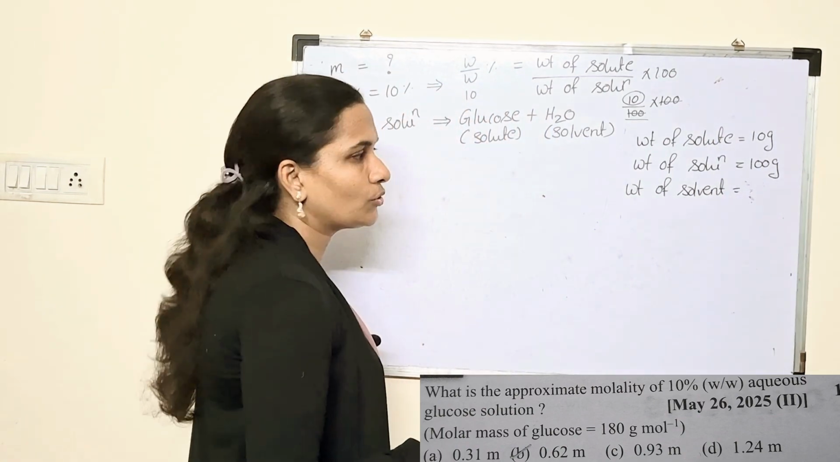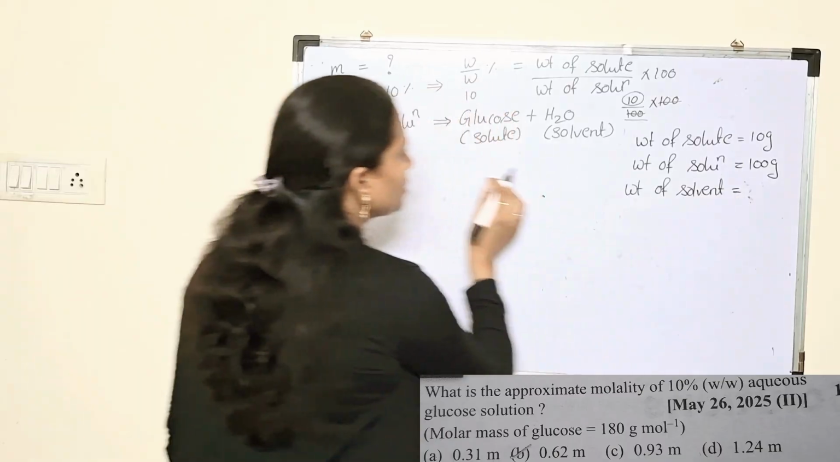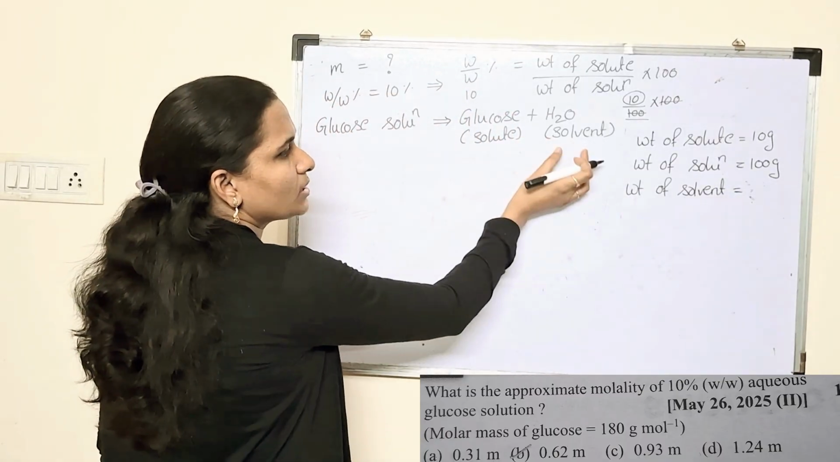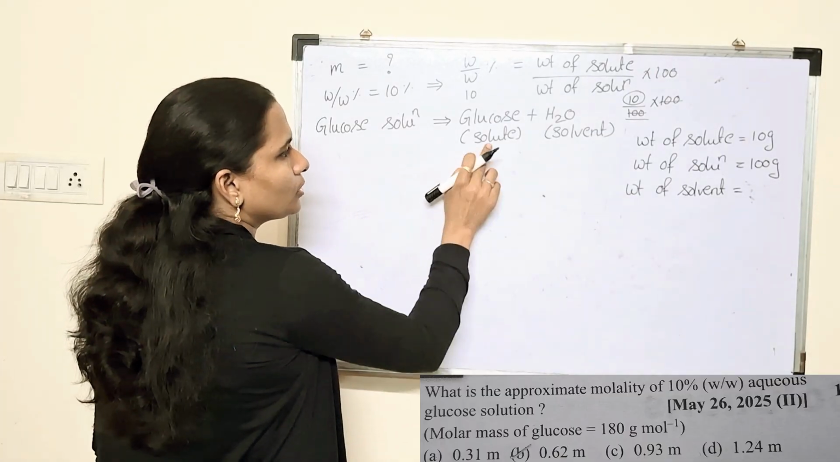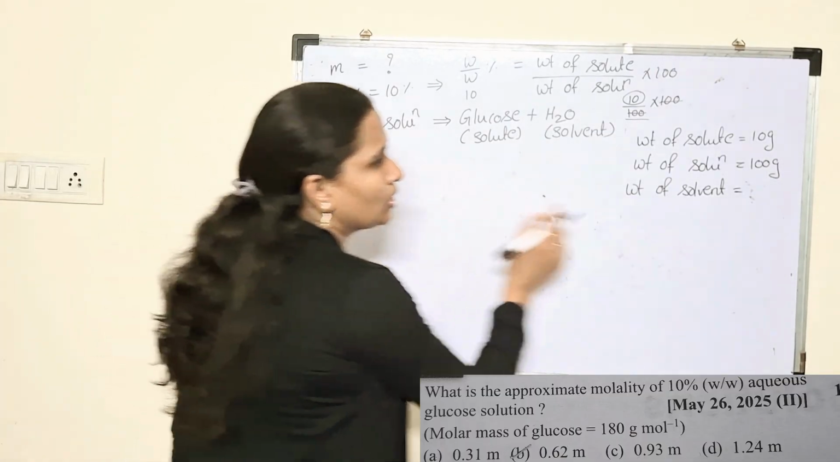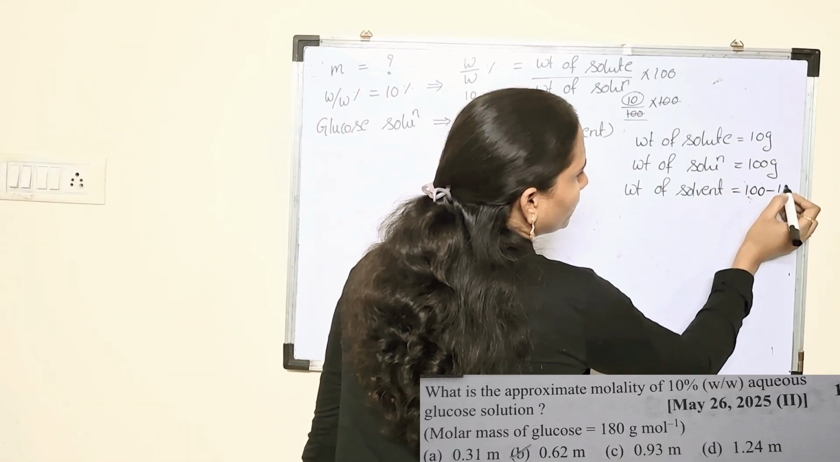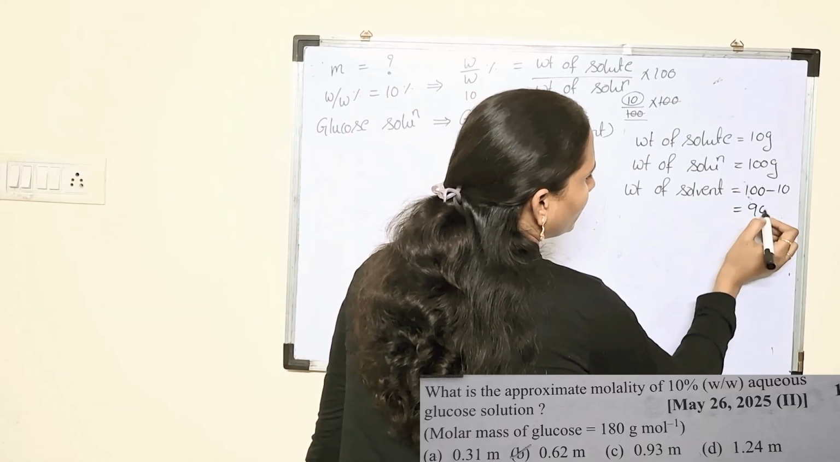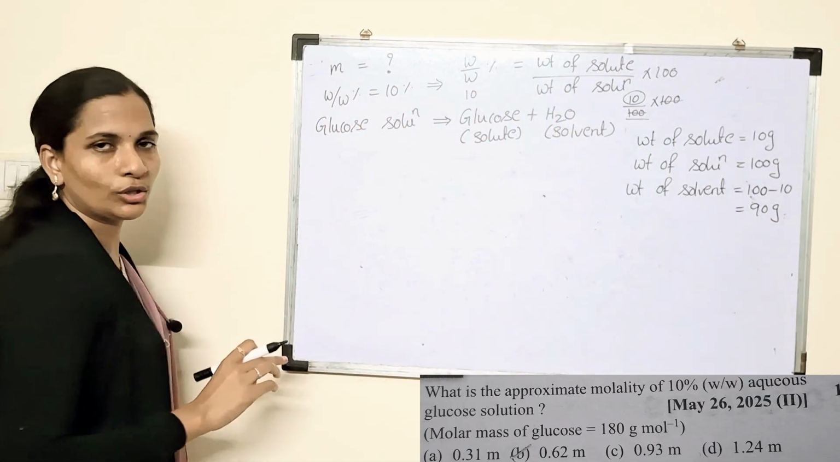Now the weight of solvent, how can you calculate it? Weight of solution minus weight of solute. Why? Because solution equals solute plus solvent. So weight of solvent equals weight of solution minus weight of solute. Weight of solution 100 minus weight of solute 10, so totally this is 90 grams. So weight of solvent is 90 grams. So this information we know.